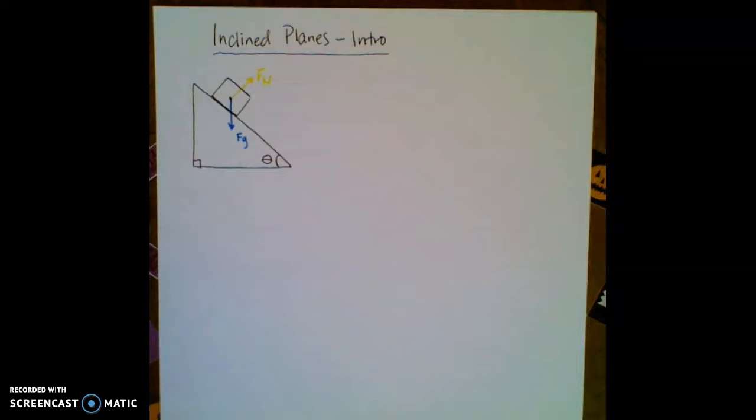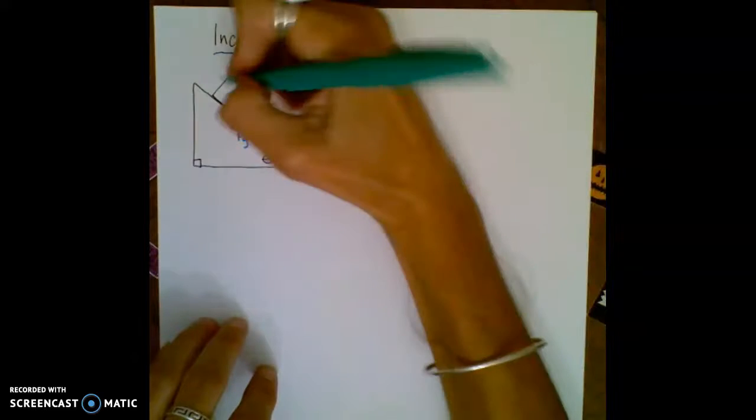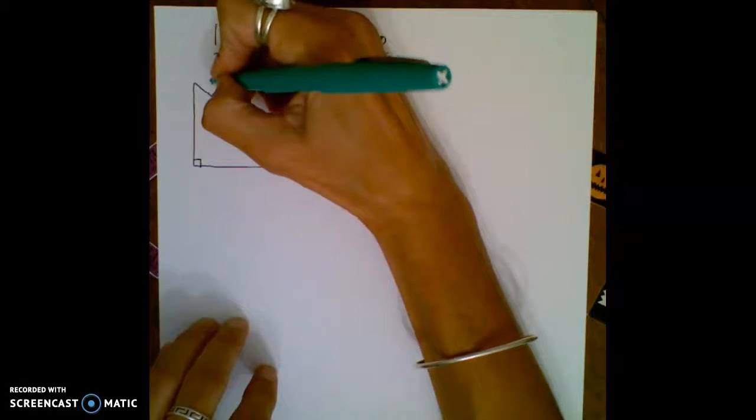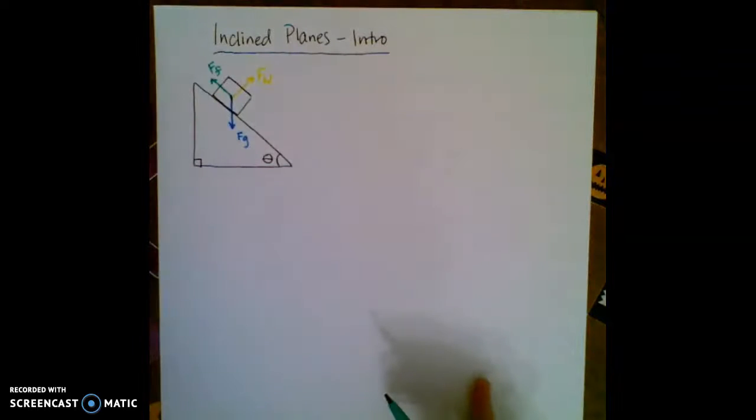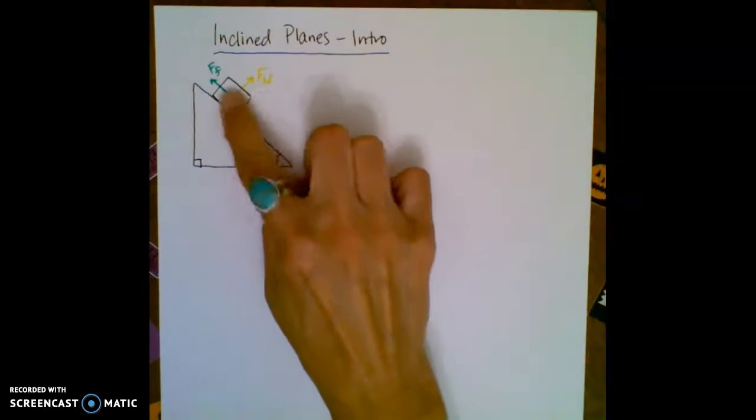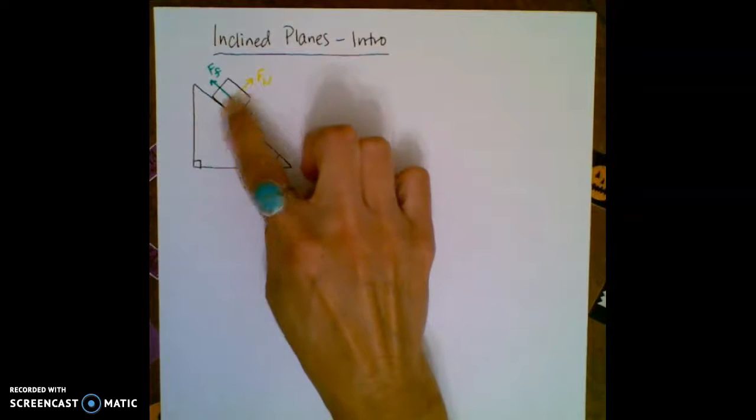Okay. So now I also would have friction if this surface is not frictionless. And friction, in this case, I'm going to say is pointing up the incline because I'm going to assume that the box would slide down the incline. Now, that's not necessarily true. The problem could say that the box is being pushed up the incline, and then you would have friction pointing down the incline.